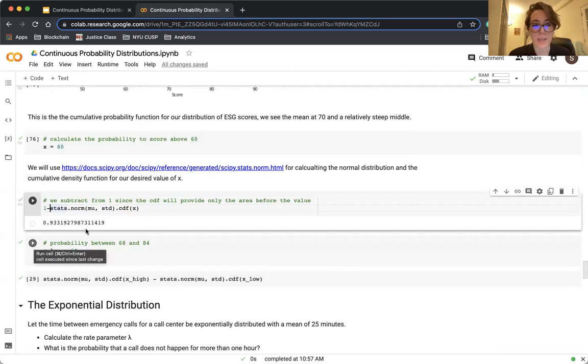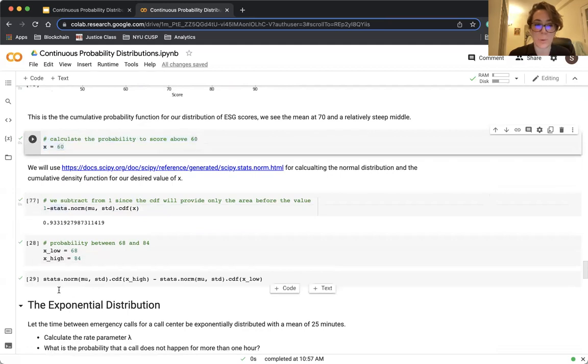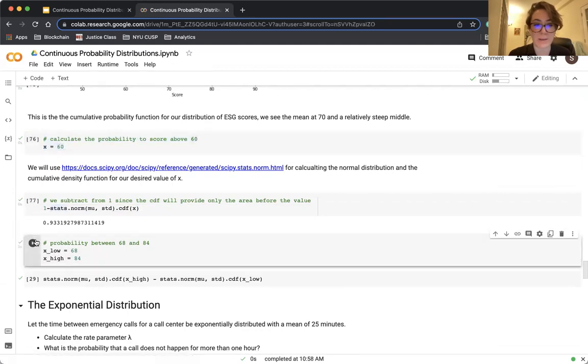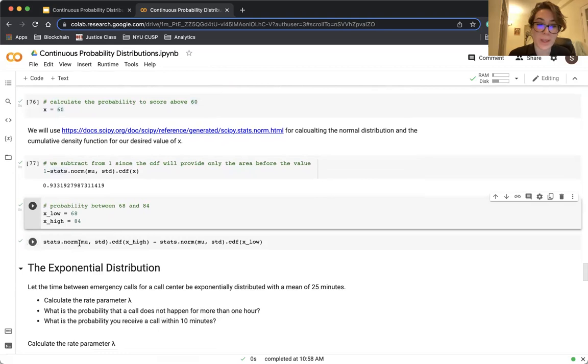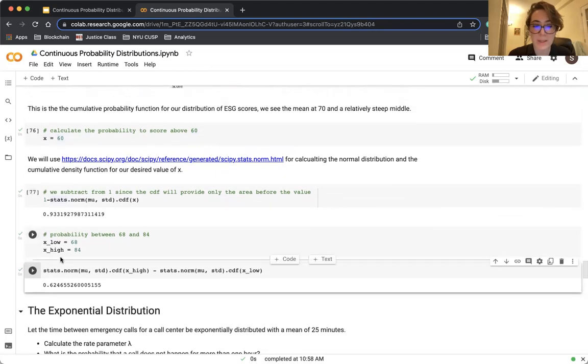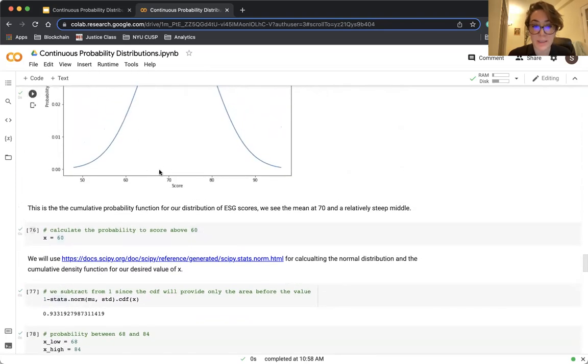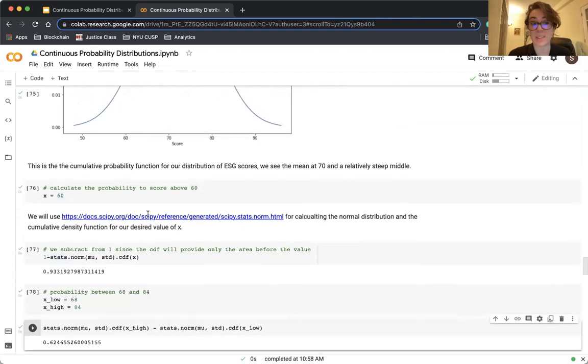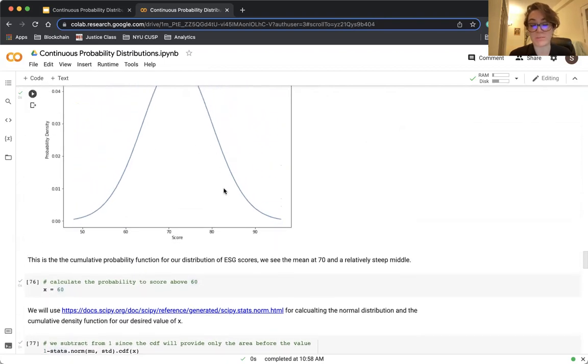So I will just redefine x instead of just calculating for one. We're calculating for both 68 and 84. And now we would subtract those from each other and start to see that the probability of getting a value between 68 to 84 is about 62% of probability.